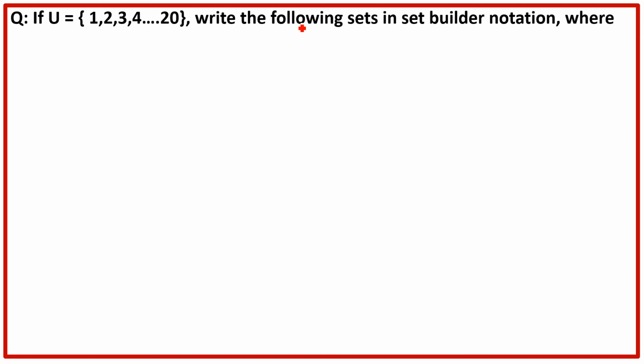The question is: write the following sets in set builder notation. The first one is {11, 12, 13, 14}. This is listing in braces, right? These are the braces and I have put 11, 12, 13 and 14 here. Your question is you have to write this in the form of set builder notation, and our U is 1, 2, 3, 4, right? So how will we write it?